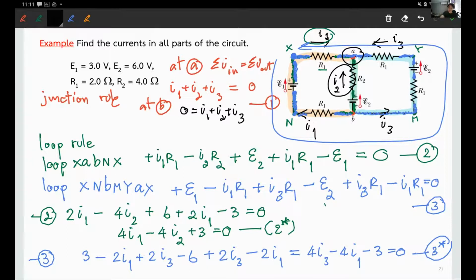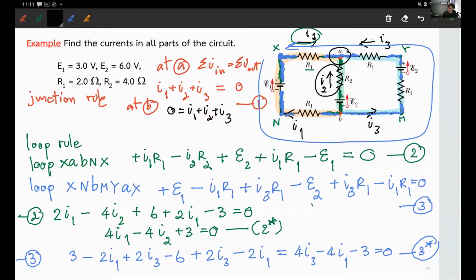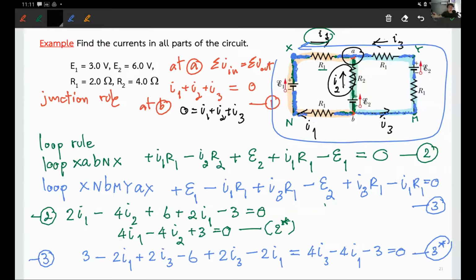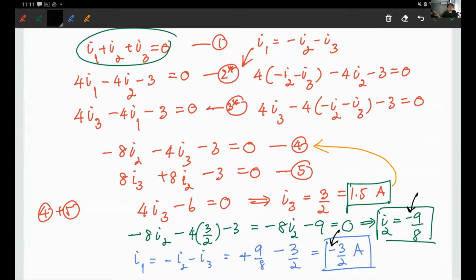Which direction is up to me? Yes, because in this case I assumed I2 is pointing up, but my numbers give me a negative number. So in the final result, I2 is actually going down. Okay, clear? For some of you that picked the correct sign, some of you might have picked I2 to be down, and you're going to get a positive answer automatically. The same thing happens to I1.